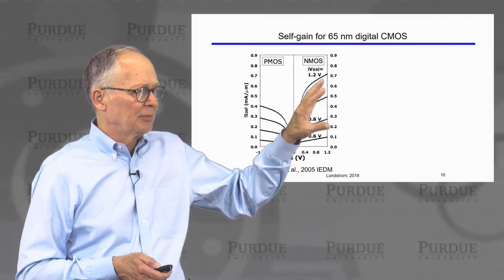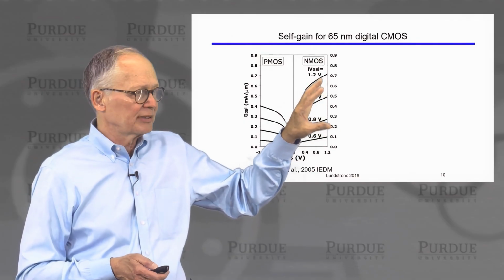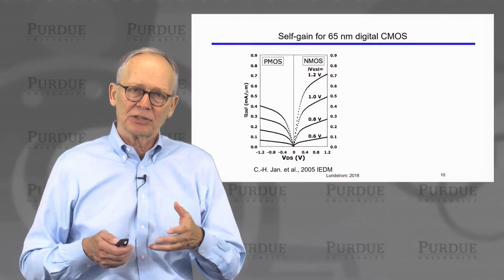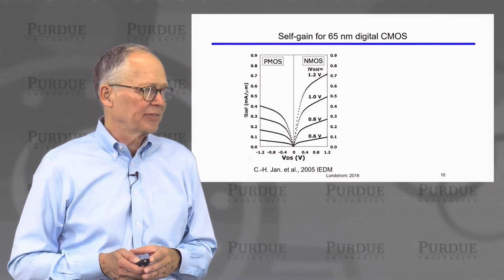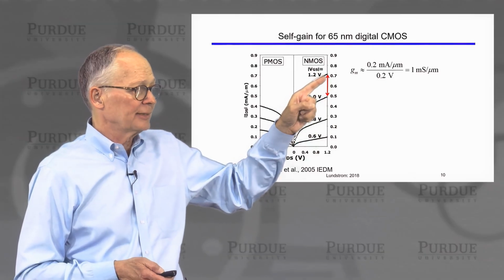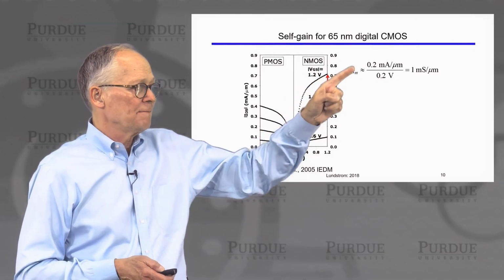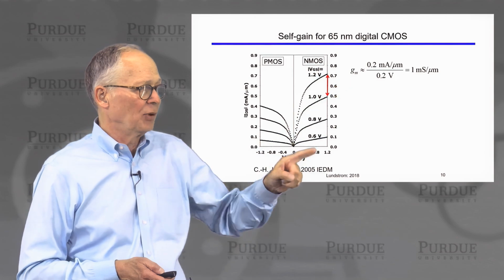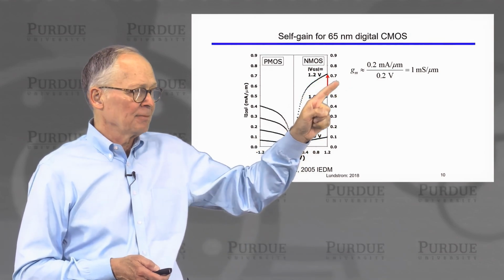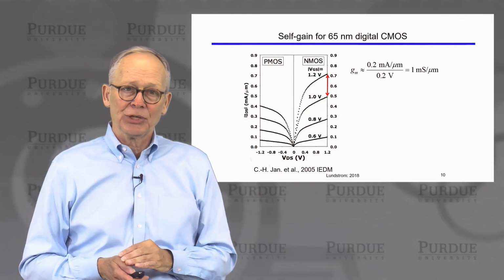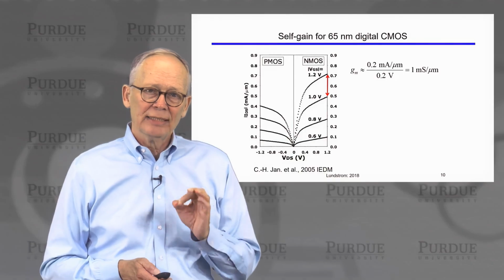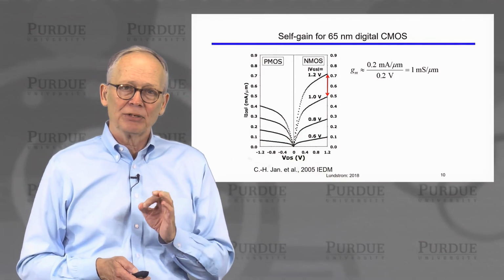years back. Here are some IV characteristics, output characteristics of the N-channel device and the P-channel device. Let's see if we can figure out what the transconductance, output resistance, and self-gain are for this transistor. Well, the transconductance, we take the change in drain current for a change in gate voltage. So here between 1 volt and 1.2 volts on the gate, I get an increase in the drain current of 0.2 milliamps. I just divide the two, and I get a transconductance of 1 millisiemens per micrometer of width.